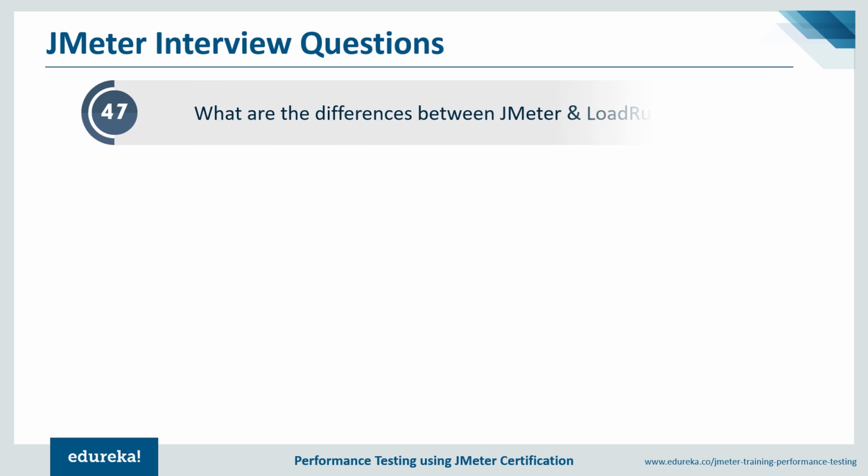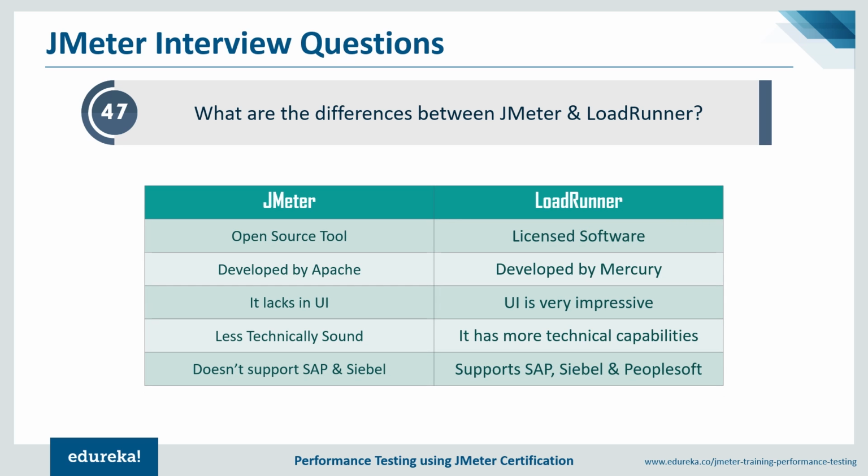Moving on, the next question is, what are the differences between JMeter and LoadRunner? JMeter is an open source tool, whereas LoadRunner is licensed software. JMeter was developed by Apache and LoadRunner was developed by Mercury. One problem in JMeter is that it lacks in the user interface, but LoadRunner has a very impressive user interface. JMeter is also considered less technically sound when compared to LoadRunner because LoadRunner has more technical capabilities.